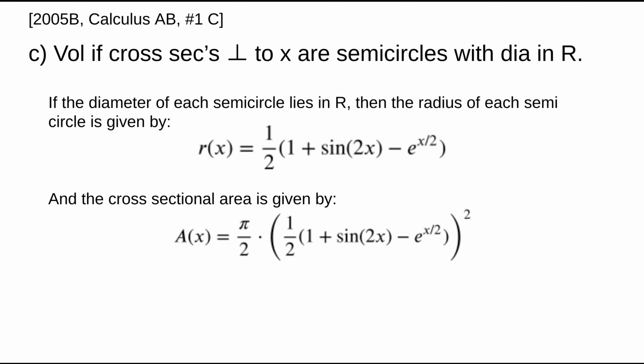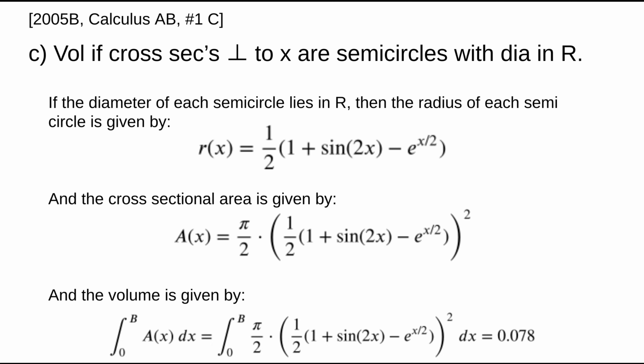And now I can integrate from 0 to b my area function, a of x dx. And again, it's a calculator active question, so let the calculator do the work. That volume is 0.078 cubic units.